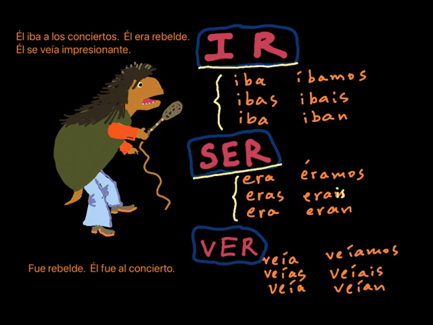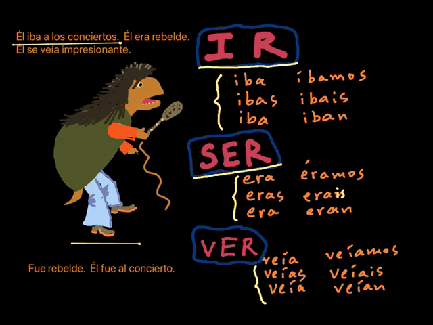Ver is to see, and it is the third irregular verb of the conjugation of the imperfect. I used to see, you used to see, he used to see, and so forth. So let's see the final examples. You see here the turtle when he was a rebel in his 70s stage, maybe late 70s. Él iba a los conciertos. He used to go to the concerts.